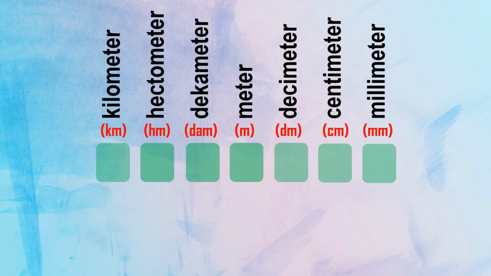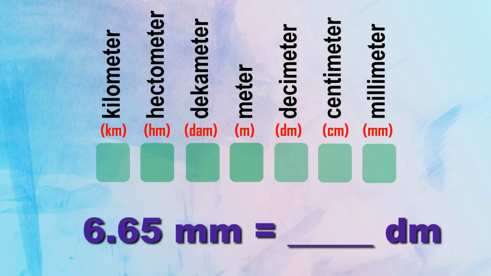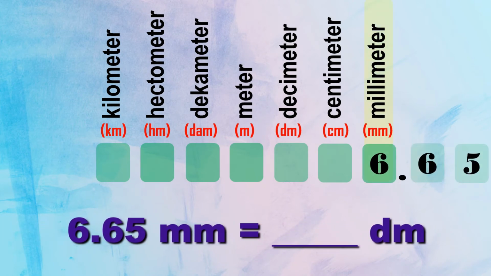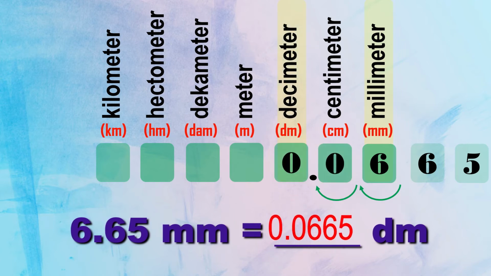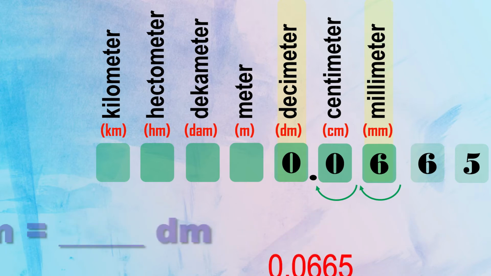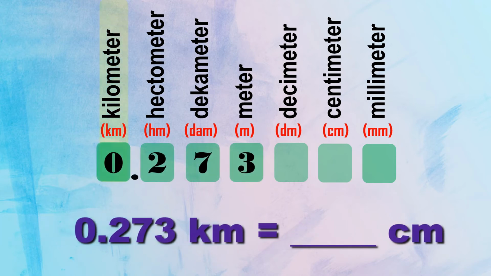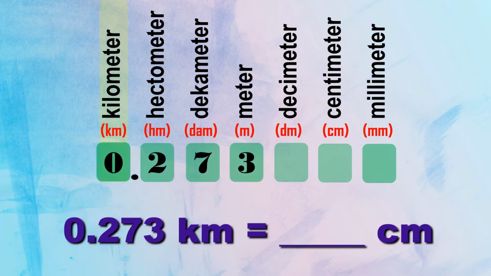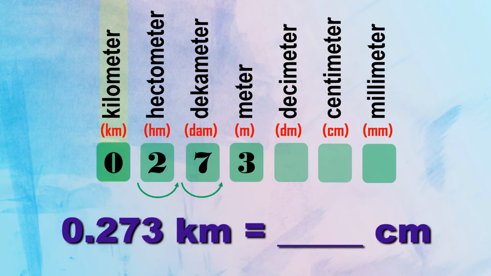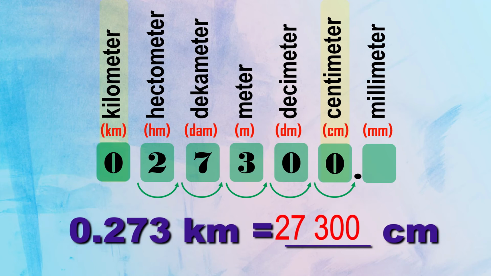Let us convert more units. What is 6.65 millimeters in decimeter? By looking at the diagram, you can see that you just have to move the decimal twice to the left. So the answer is 0.0665 decimeter. Another example. What is 0.273 kilometers in centimeters? You just have to move the decimal point from kilometer to centimeter. Then fill in the spaces with zeros, and you will get the answer of 27,300 centimeters. So that's how it works.